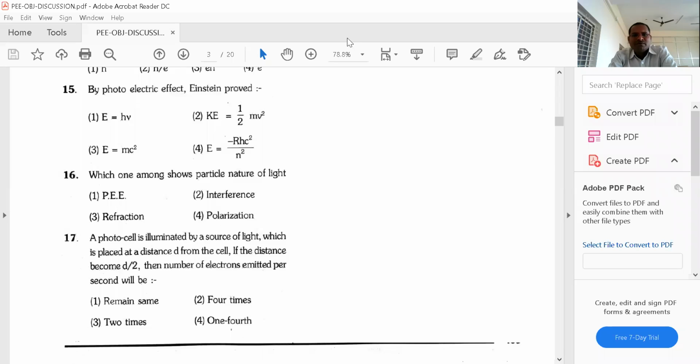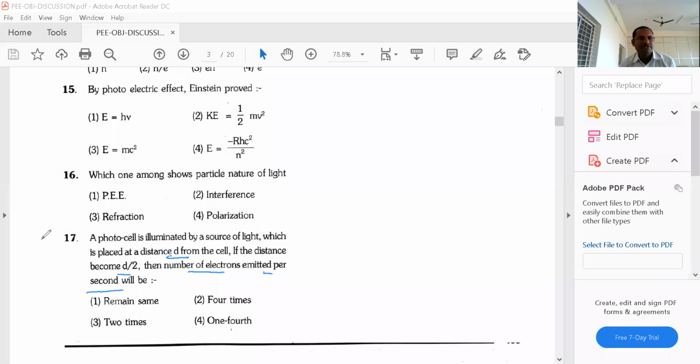See question number 17, what have they given? A photocell is illuminated by a source of light, which is placed at a distance d from the cell. If the distance becomes d by 2, then the number of photoelectrons emitted per second will be?